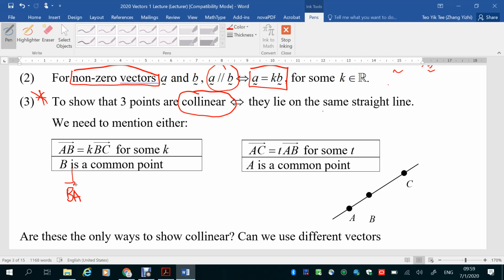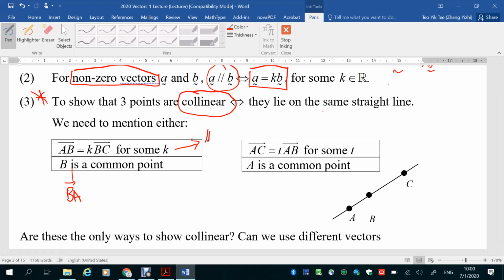What does that prove? If I say vector AB is equal to K times vector BC, what does that prove? They are parallel. So this one proves that they are parallel. So why is this special point B? Why must I say that B is a common point?